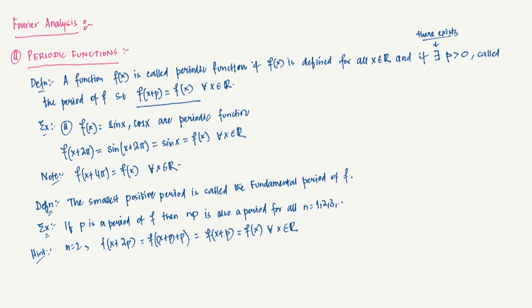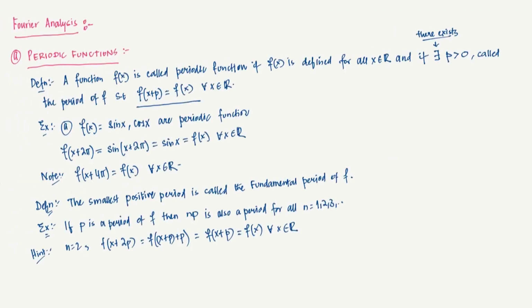So we have looked at two functions, sine x and cosine x, which are periodic functions. Now there are some things which I clarify here in the definition itself. Please note another small note. Here I have defined the function from R to R, right? Now the thing is, it may not always be defined for all x in R.